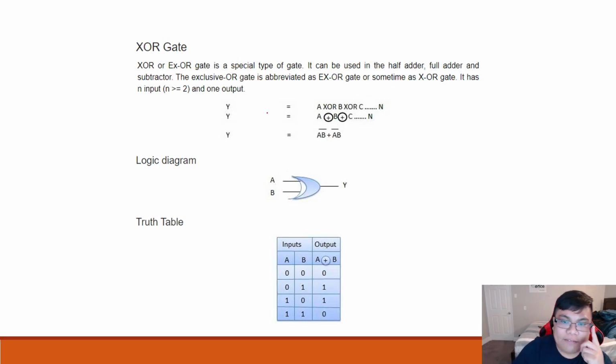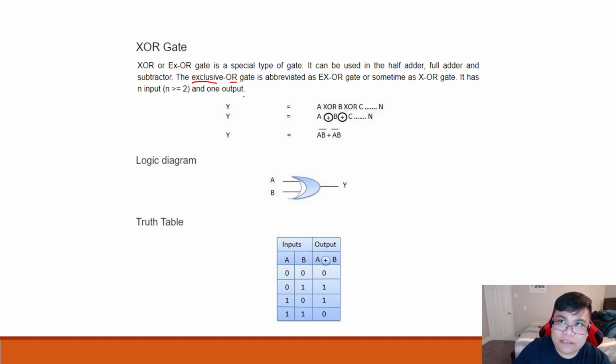So now we have the XOR gate. The XOR gate is a very special type of gate. It can be used in a half adder, full adder, and full subtractor, which we're going to talk about in Lab 3, right? The reason why it's called XOR is because it's an abbreviation of exclusive OR, okay? Exclusive OR simply means we will return true if one of the two inputs is true or the other of the two inputs is true, but not if they're both true, okay?